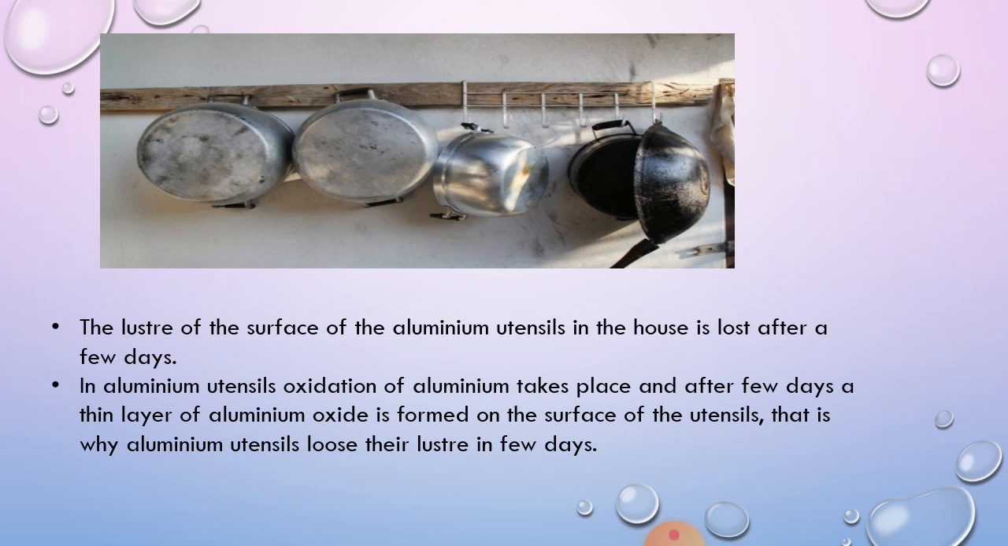So why does this whole thing happen? Because of oxidation. Because oxidation of aluminium takes place, that's why we see that after a few days the luster on the surface of the utensils gets lost.